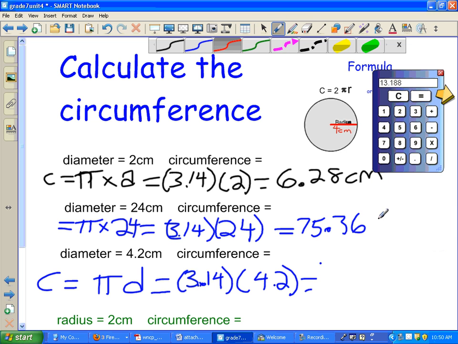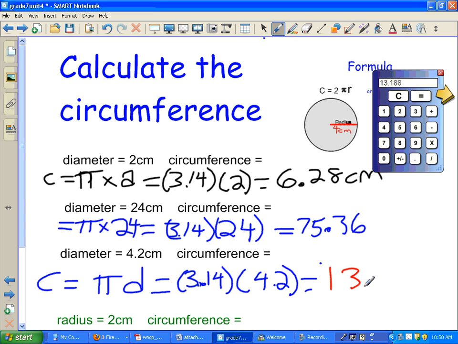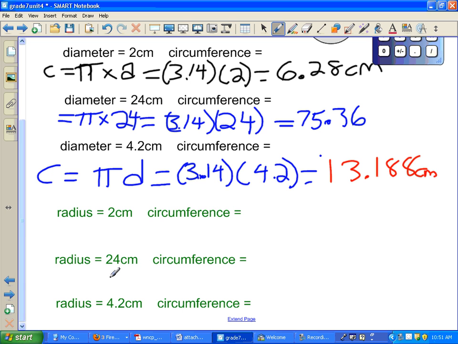Now, quite often you'll be told to round it off to the nearest tenth, maybe the nearest hundredth, but make sure you put in your centimeters afterwards. The only difference when you're calculating the circumference with the radius is that you've got to take 2 times pi times r. Now, if you know the radius, you can just double the radius and then multiply it by pi. That's the easiest way to do it.